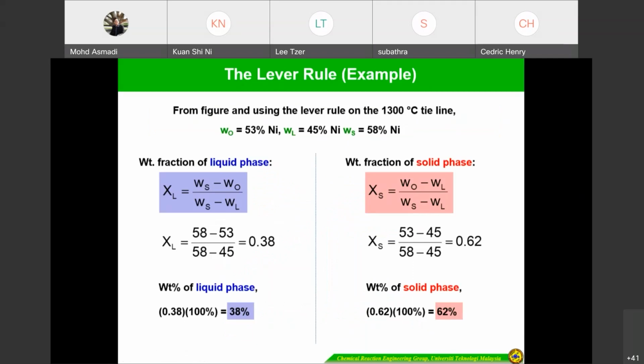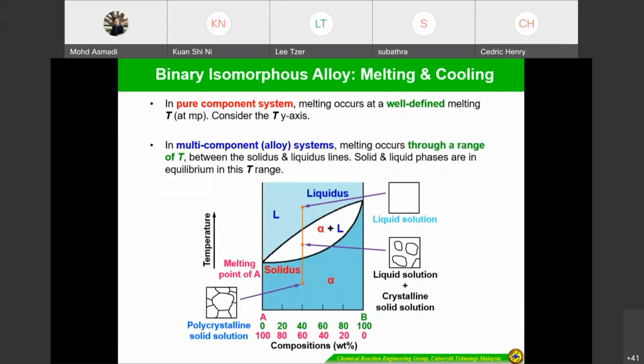Last before we stop. Okay, binary amorphous alloy, melting and cooling, for the tutorial we do tomorrow. A pure component system melting occurs at a well-defined melting temperature. If you look here, a multi-component alloy system melting occurs through a range of temperature between solidus and liquidus line. Solid and liquid phase are in equilibrium in this temperature range.